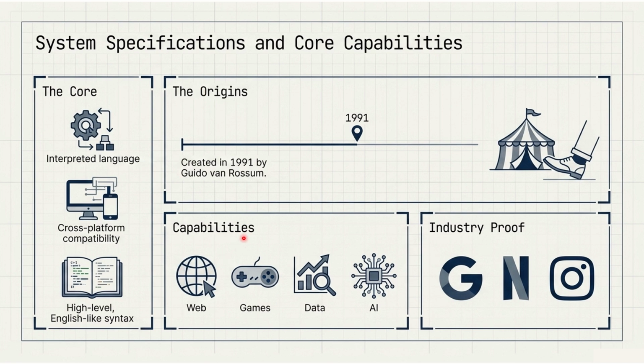So, the capabilities of Python. It can create websites, games, and etc. Right? Now, these are the industries which use Python, like Google, Netflix, and Instagram, which can create AI, data, games, and websites.